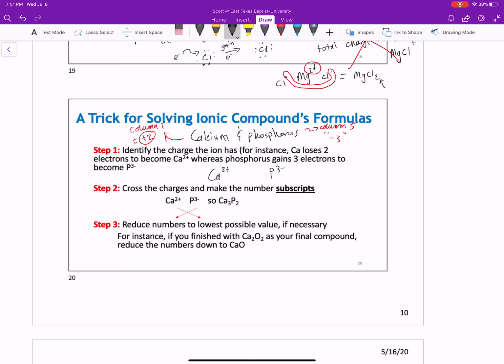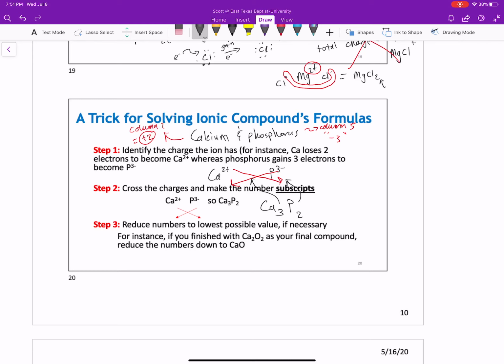Okay, now what we're going to do is take these charges and omit the actual charge sign, but just take the numerical digit. You're going to place that on that side of the phosphorus, and take the phosphorus as 3 and place that there. So what you'd get is a Ca with a 3 as per that arrow, and a phosphorus with a 2 as per that arrow.